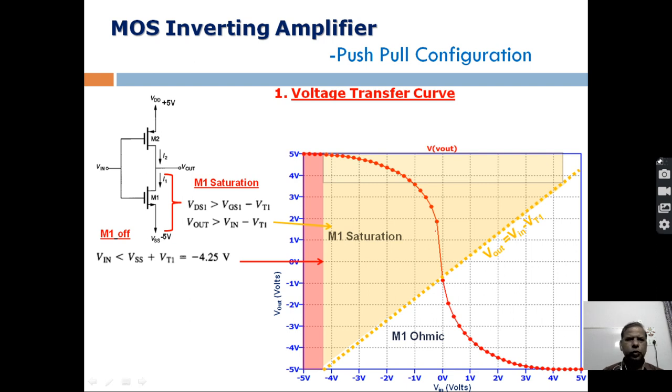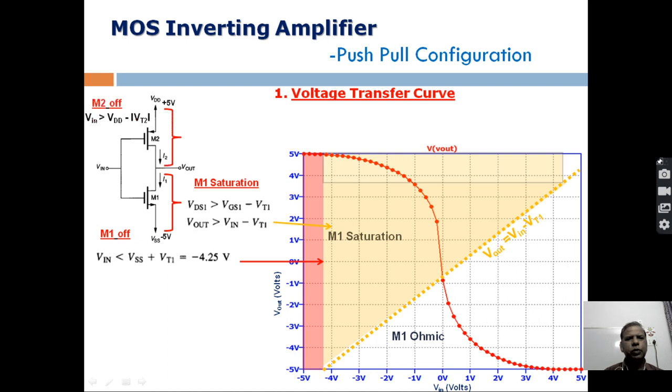Now we move to the M2 device. First we will find out the condition for which M2 will be in the off state. This is a PMOS device, and it will be in the off state when the gate source voltage is less than Vt. So this is 5 volt, this is fixed, and this difference will be less than Vt when the input voltage starts increasing. This voltage goes on increasing. In that case a stage may come when this difference becomes less than Vt, right? So that condition is written something like this.